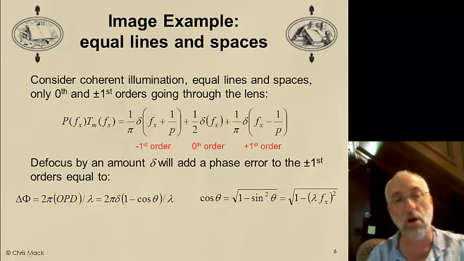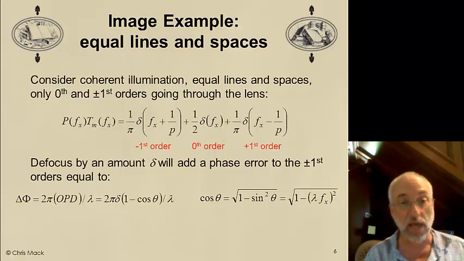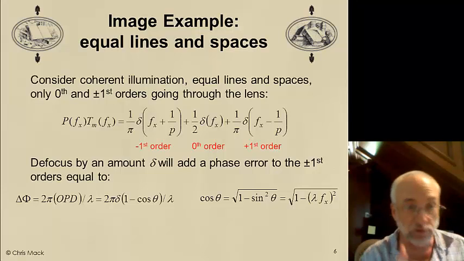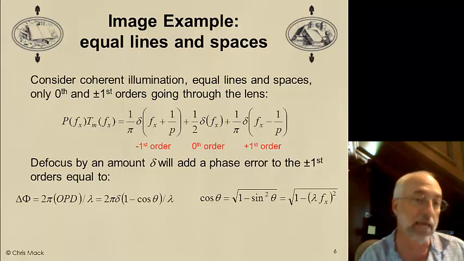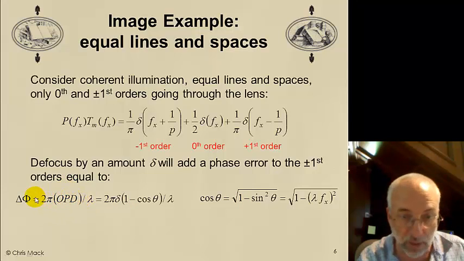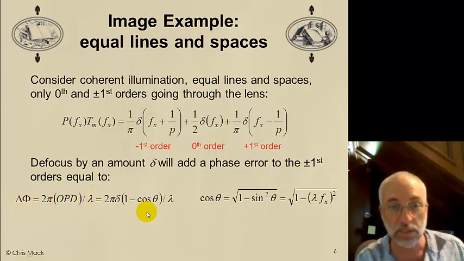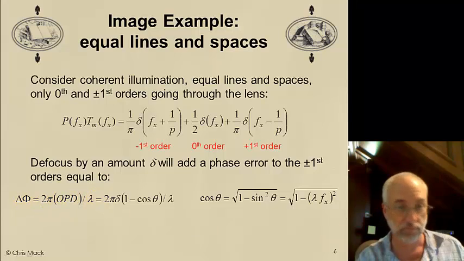And as we've discussed in the past, light is a wave, so every wavelength, it goes through 360 degrees of phase, or 2 pi in phase. So to convert the optical path difference to a phase difference, I simply need to multiply by 2 pi, 360 degrees, and divide by wavelength. That converts distance to phase.